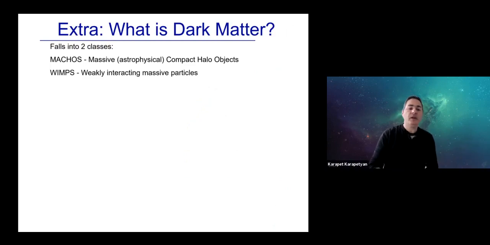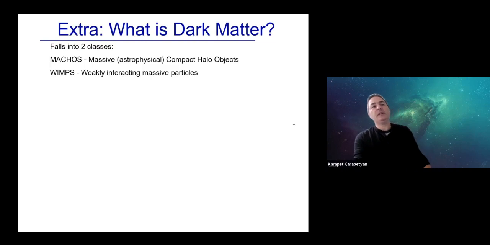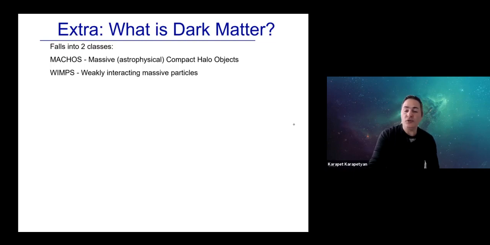All right, so let's look at a couple of things about dark matter. It falls into two classes: massive astrophysical compact halo objects, or MACHOs, and WIMPs, weakly interacting massive particles. Again, it is really very difficult for astronomers to come up with an explanation of what dark matter is. I'm sure you have heard of dark matter and dark energy. Well, we really don't know what those are.